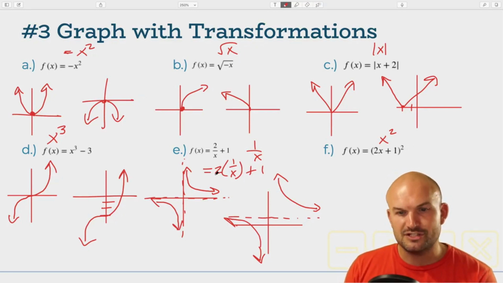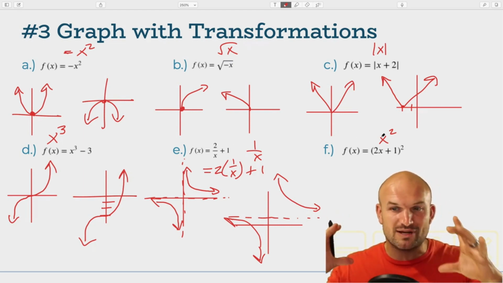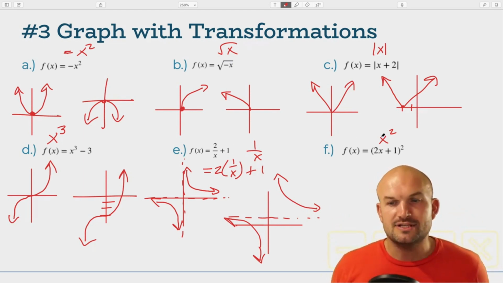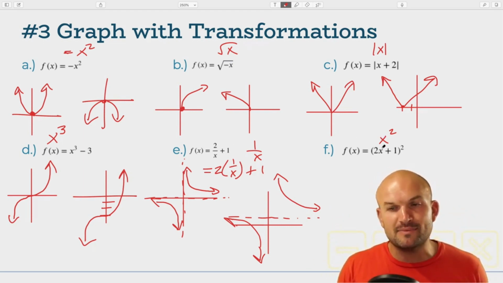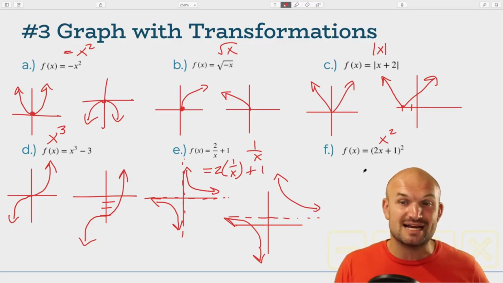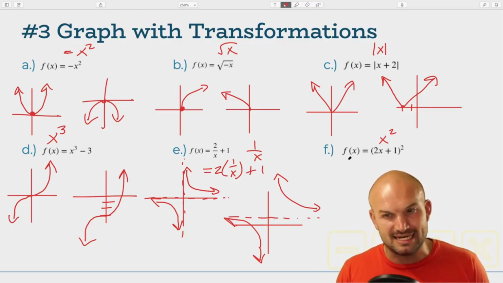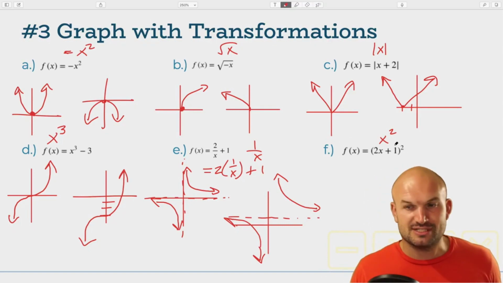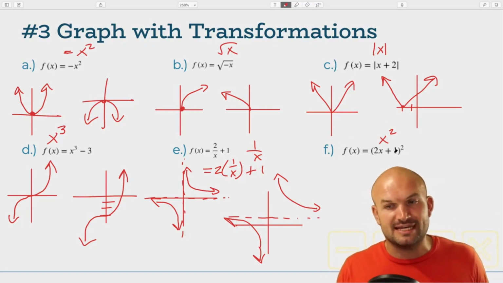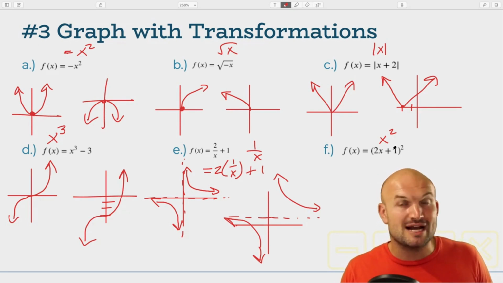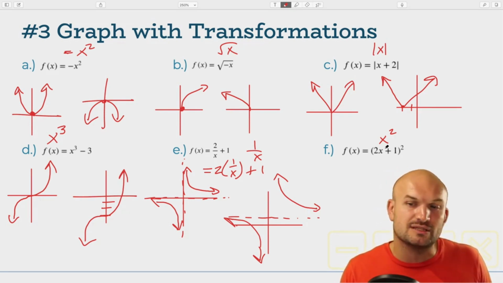First, see how this 2 is outside the 1 over x? Here, the 2 is inside, right? It's inside the parentheses of what is being squared. So one thing you want to remember is that multiplying outside is not the same as multiplying on the inside. We'll talk about that in just a second. But the other thing we need to understand is we're actually not shifting it 1 to the left either.